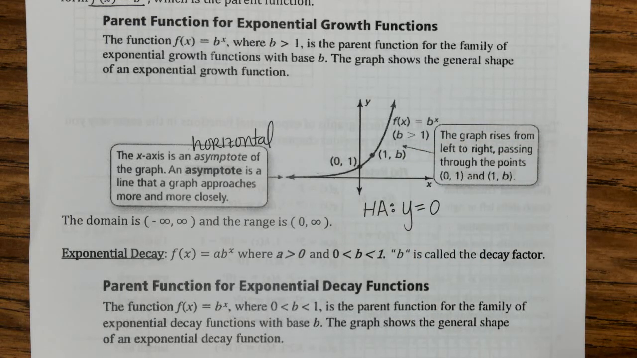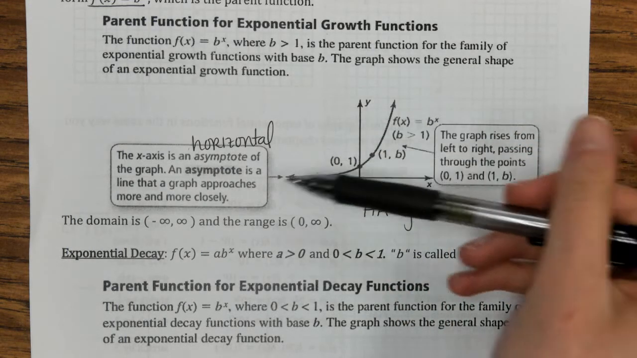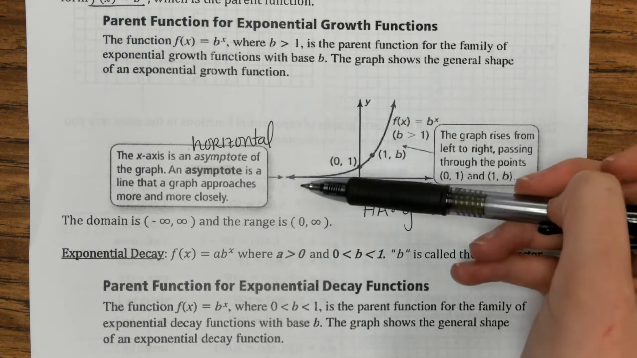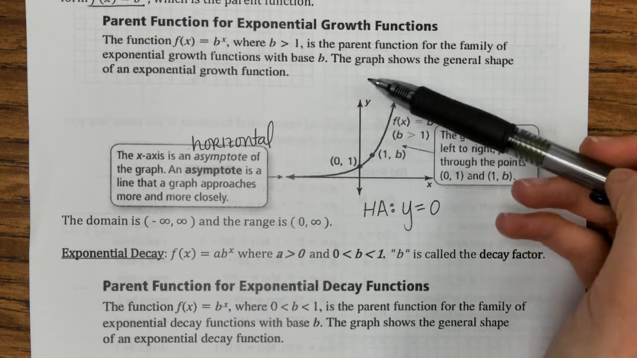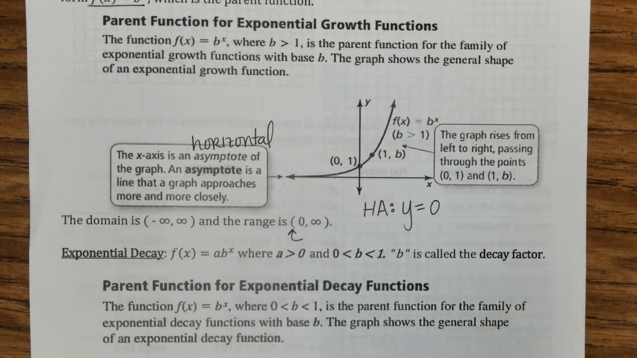Okay, now my domain, I'm going from negative infinity to positive infinity, but my range, I'm not going past that asymptote. So I'm going to go from 0 to positive infinity for my y values. That's going to be my range. Now pay attention that I'm not going to have a bracket because it never actually equals that 0. It just gets really, really close to it, but it's not going to actually equal it.